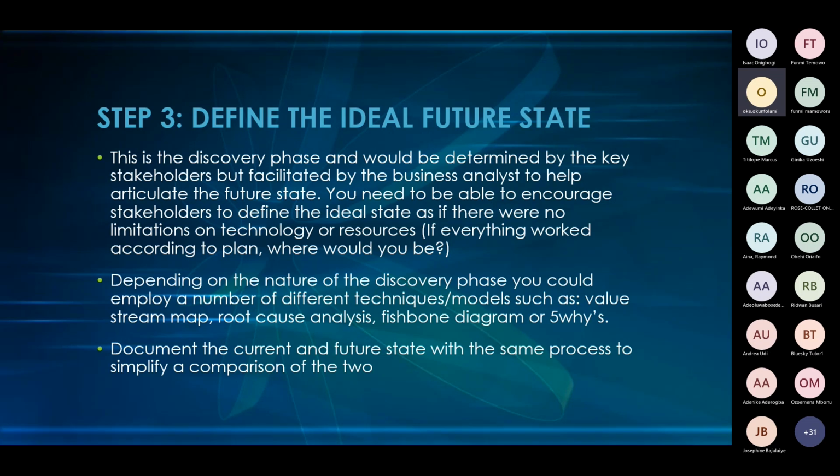And then depending on the nature of the discovery phase, you could employ a number of different techniques or models. So, you've got different tools that you can use to analyze your current state or your ideal future state. So there's the value stream map, root cause analysis, fishbone diagram, 5 whys. There are loads of ones. We would probably talk about one or two.